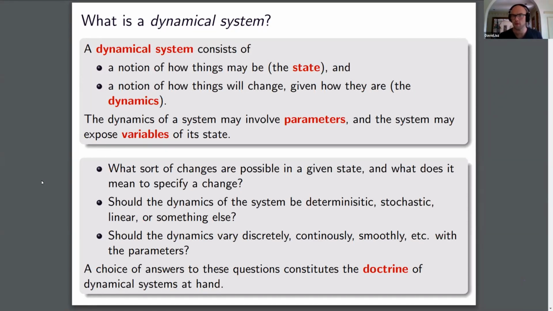How does the system vary with parameters? There's a bunch of questions we might ask when we're trying to make precise this very general notion. And a single answer to all these questions is what I will call a doctrine. So a doctrine is when you say I'm working with a discrete time dynamical system, the maps are measurable, and so on. That's a doctrine of your dynamical system.